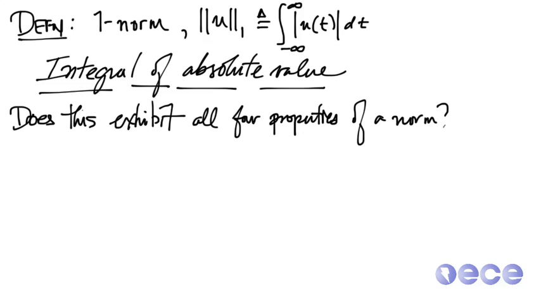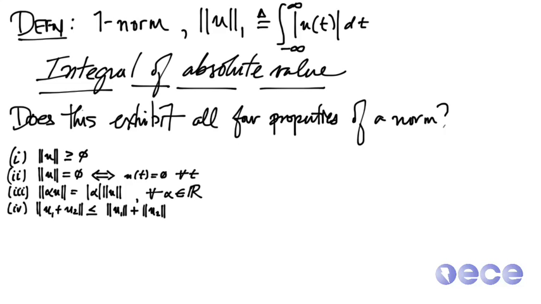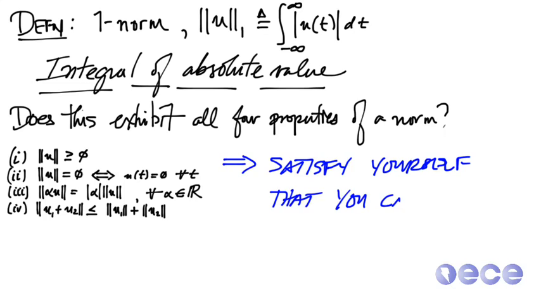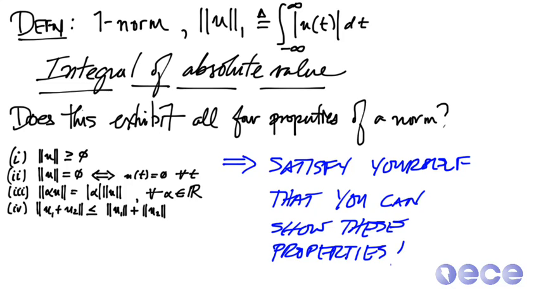So one question: does this exhibit all four properties of a norm? Remember that these are the four properties. So I won't talk about it here, but you may want to consider this as an exercise. Can you satisfy yourself that you could show that these properties are exhibited by this very simple norm? You may want to try doing this just to know that you can do it for yourself.